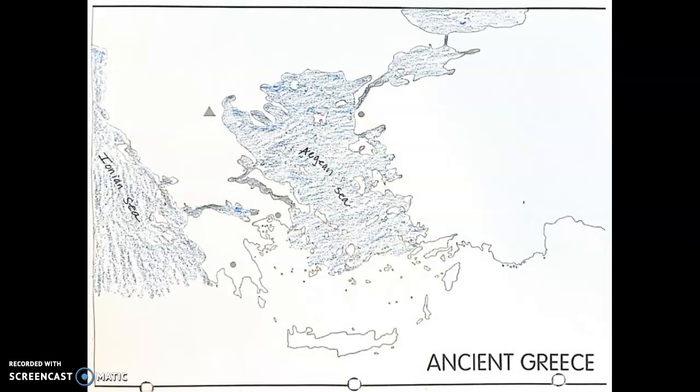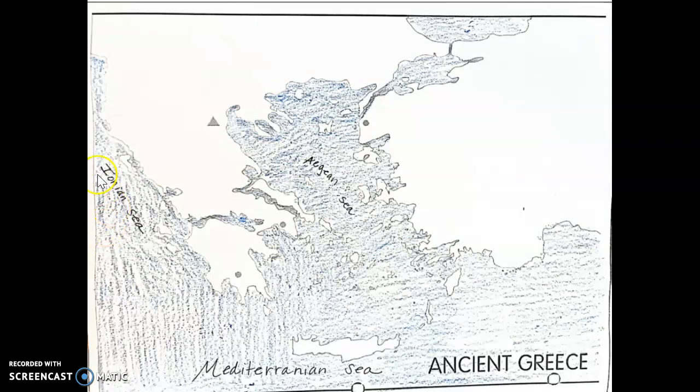And you can also add on the Ionian Sea over here on the other side of Greece. Eventually, all of this is going to be blue, so if you accidentally color in here, that's fine, because the next thing you're going to label is the Mediterranean Sea. So now you should have the Ionian Sea, the Mediterranean Sea, and the Aegean Sea all colored blue, and you'll notice that they're all connected. All these waterways are connected.